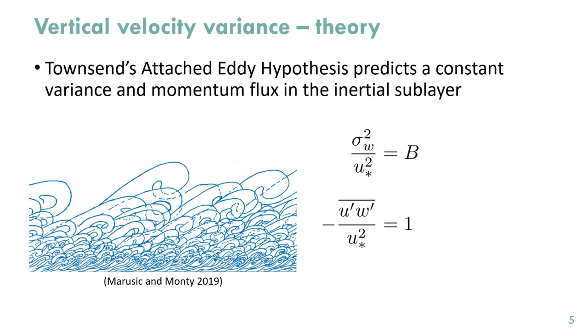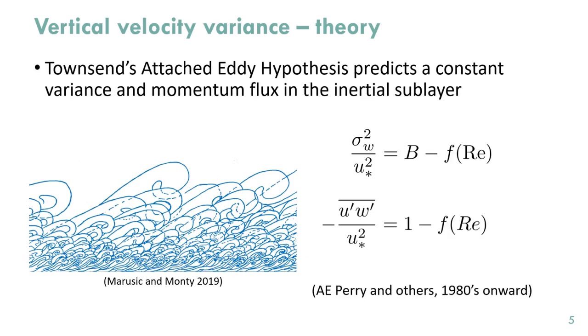It also results in a fixed momentum flux that is equal to the surface value throughout the entirety of the inertial sublayer. So you expect that u prime w prime will be equal to minus u star squared throughout the entirety of your surface layer. This is very much in line with the constant flux approximation that's often posed for the atmospheric boundary layer.